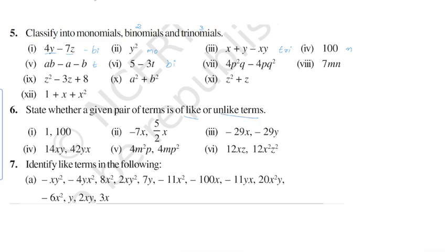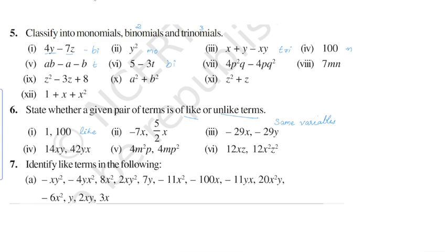A like term is the terms which are having the same variables. So like terms are nothing but the terms which are having the same variables, right? So here, first question, 1 and 100. Is there any variable here? No. So we can say this is a like term. Without any variable, this is a like term.